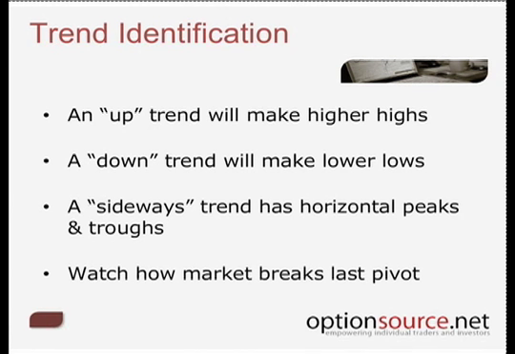But the idea, and it sounds very simple, is we just bring it right back to the bare minimum, which is an uptrend will make higher highs, a downtrend will make lower lows, and of course we will be looking at sideways trends, which have established peaks and troughs, and I'll show examples in a few moments. But we're looking at these sideways trends as well.